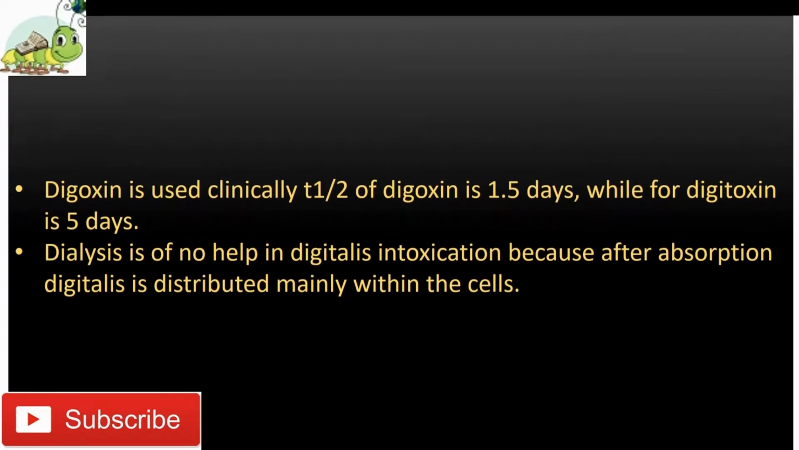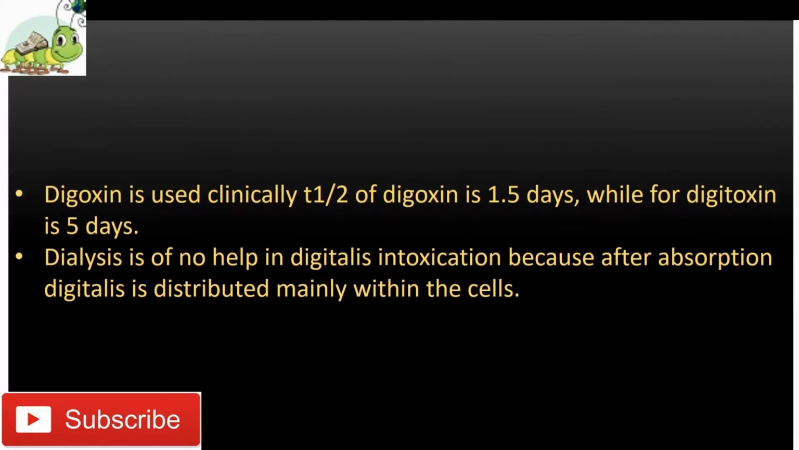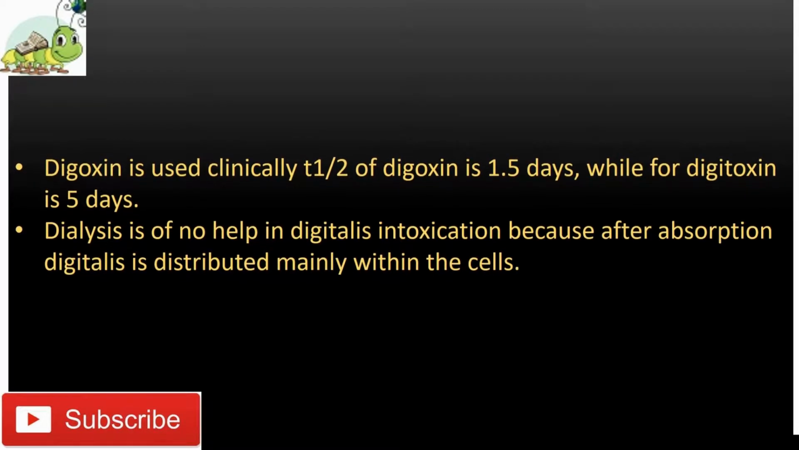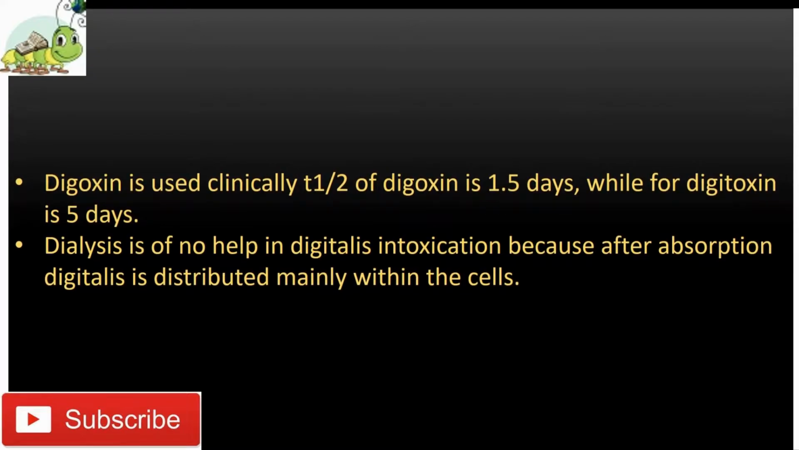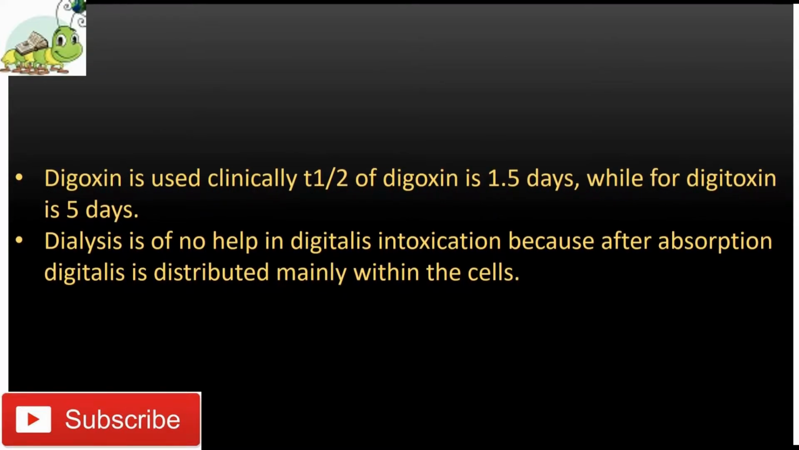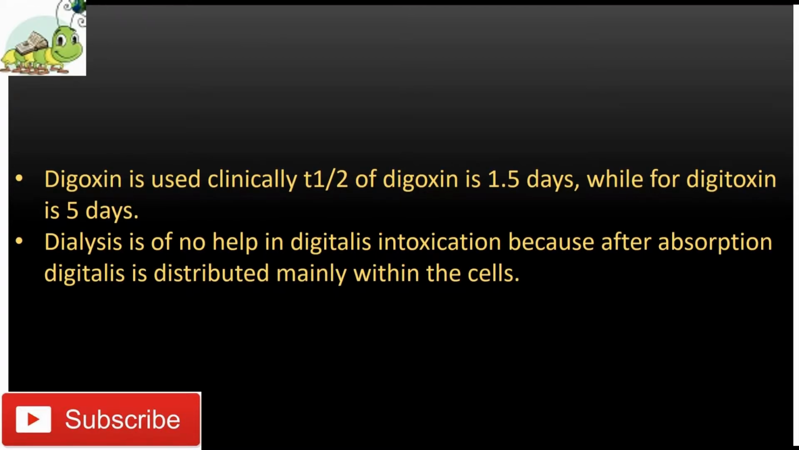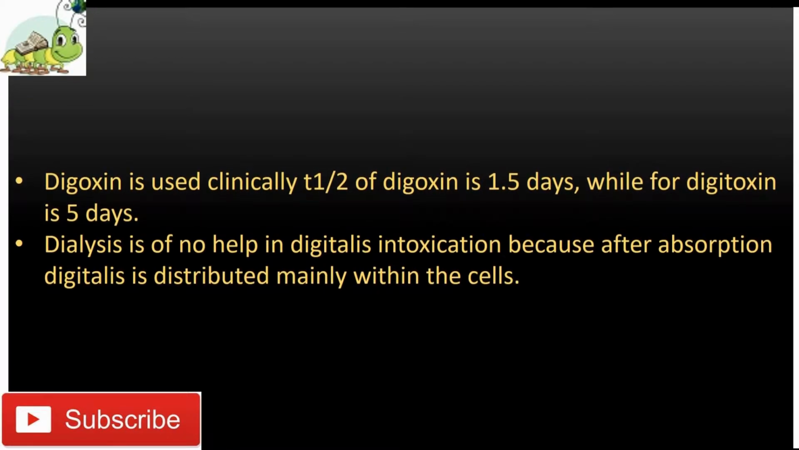Pharmacokinetics: digoxin is used clinically. The half-life of digoxin is 1.5 days, while for digitoxin it is 5 days, presuming the same dose is repeated at a proper interval. To reach steady state, 4 doses are required. Thus, digitalization with digoxin requires 4 times 1.5, which is 6 days, while with digitoxin it requires 4 times 5, which is 20 days. Thus, this is a major trouble with digitoxin.